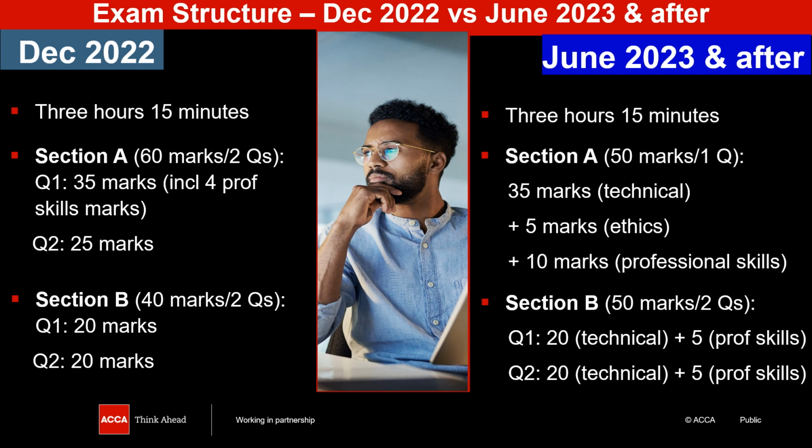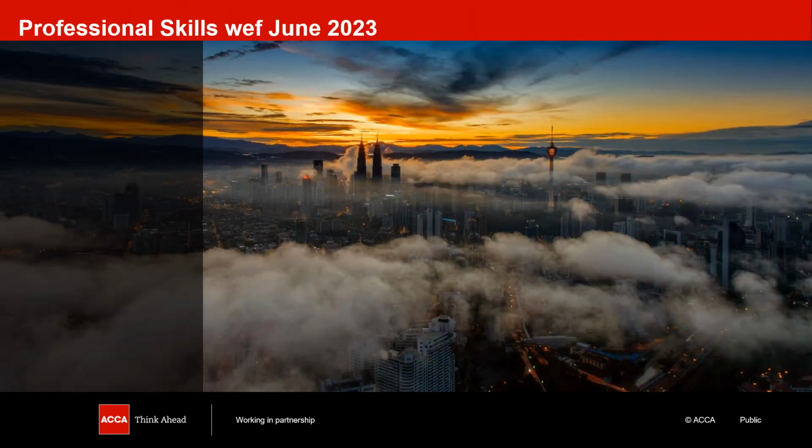As a summary, under the new structure, total marks for technical content are only 75 marks, and the balance of 25 marks are assigned for professional skills and ethics. Let's look at what kind of professional skills are expected of you. For professional skills, altogether there are 4 elements: communication, analysis and evaluation, professional skepticism, and commercial acumen.